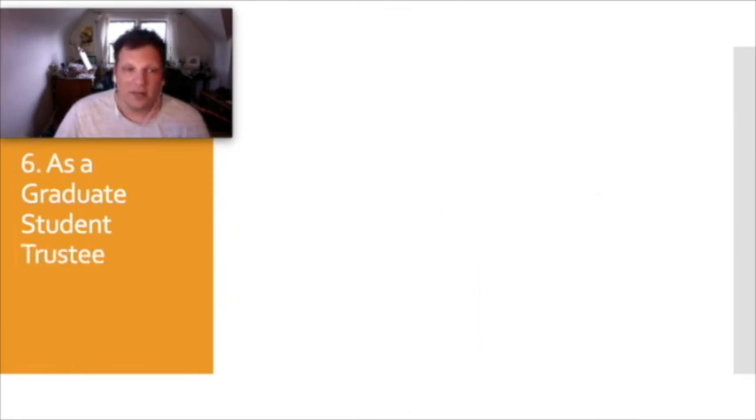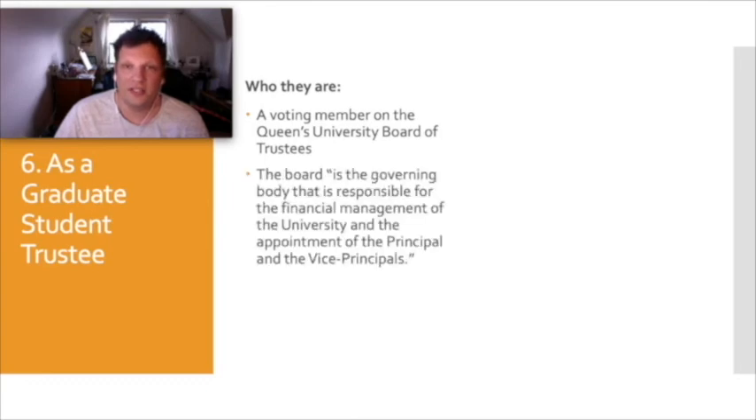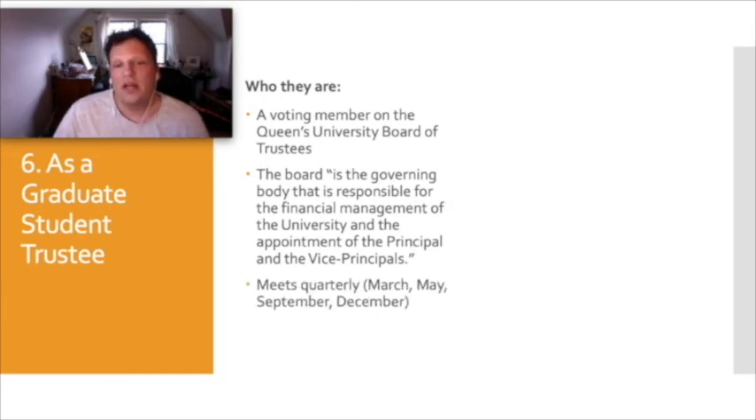You can also become involved, 6th, as a graduate student trustee. Trustees are voting members of the Queen's University Board of Trustees. Again, another really important big body that's university-wide and is responsible for the financial management of the university, as well as appointing principals and vice principals. So, this body meets quarterly, March, May, September, and December, but this is still quite a commitment because it's 2 days of meetings at each of these times.